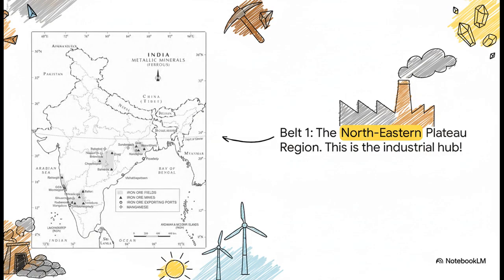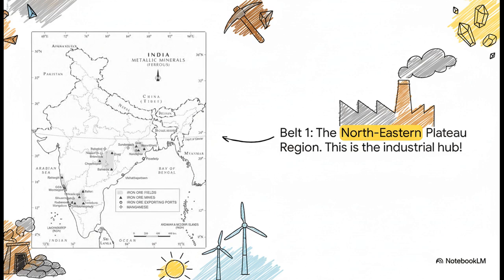Our first stop is belt number 1, the northeastern Plateau region. You can think of this as India's industrial hub. This belt covers the Chotanagpur Plateau area. So we're talking about states like Jharkhand, Odisha, West Bengal. And why is it the industrial hub? Well, because this is where we find tons of iron ore, coal, and bauxite, all the raw materials you need for big factories. That's why all our major iron and steel plants are located right here.